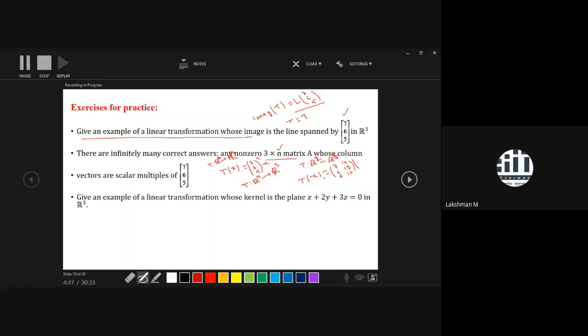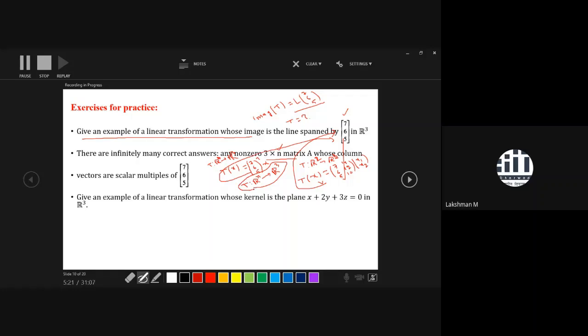Another example is this linear transformation, where the domain space is R2, so we are taking a two-dimensional vector. If you are willing to find the column space of this transformation from R2 to R3, the column space would be this. Likewise, consider it as homework: you can find all possible column spaces this way.